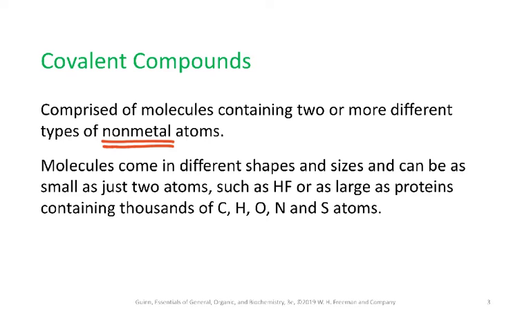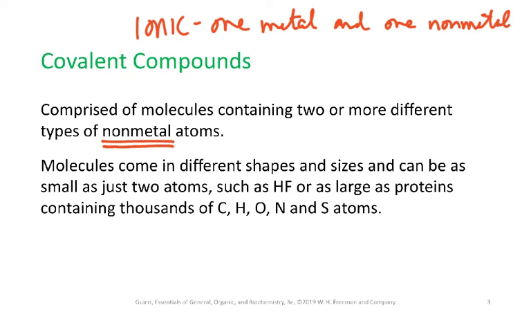That is the key. Now recall that ionic compounds would be one metal and one nonmetal, right? One from the left side of the table, one from the right side of the table. Covalent compounds are all nonmetals. So the right side, upper right of the table.